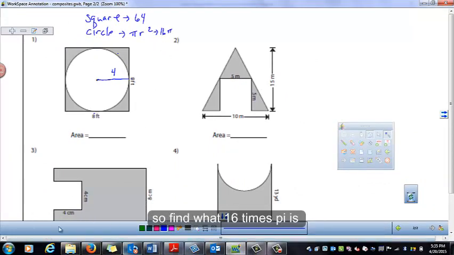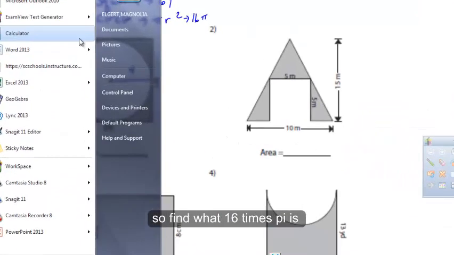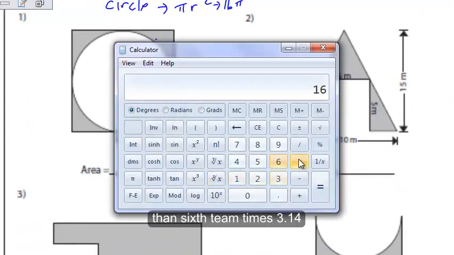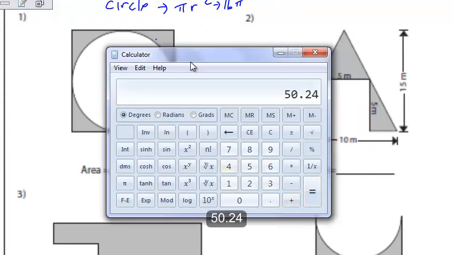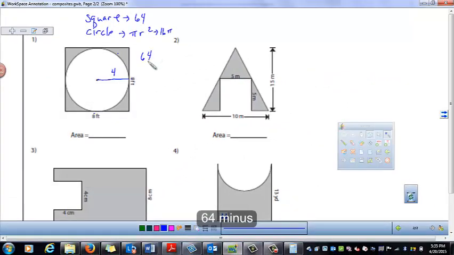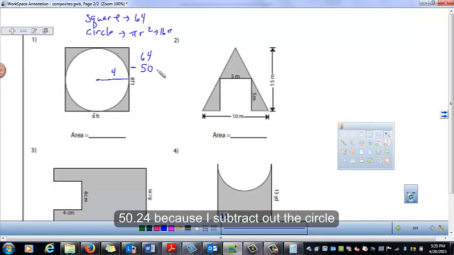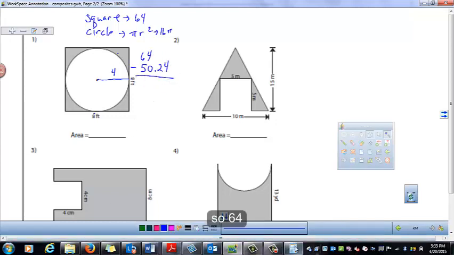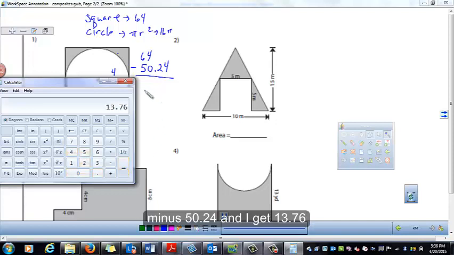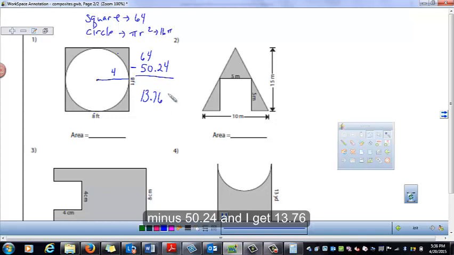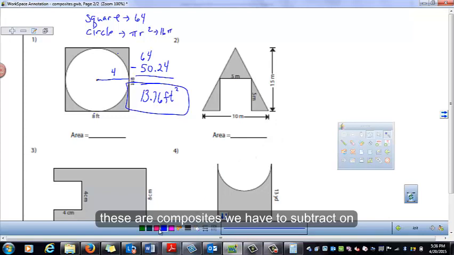So I'm going to figure out what 16 times pi is. 16 times 3.14 is 50.24. So I take 64 minus 50.24 because I have to subtract out the circle. And I do that, 64 minus 50.24, and I get 13.76 squared feet. So these are composites where you have to subtract.